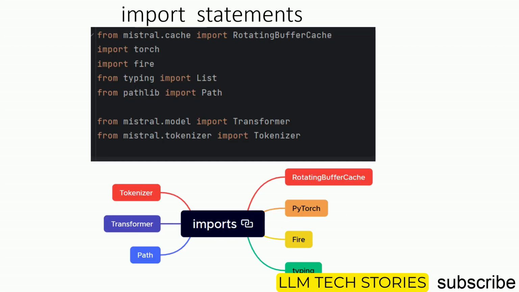So now we are going to look at the source code of Mistral SRC. This particular code snippet is basically a list of import statements, and it imports necessary libraries and modules for working with the language model.